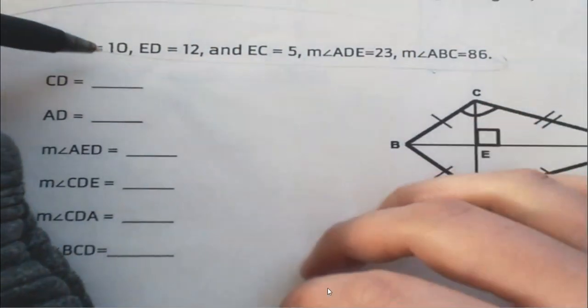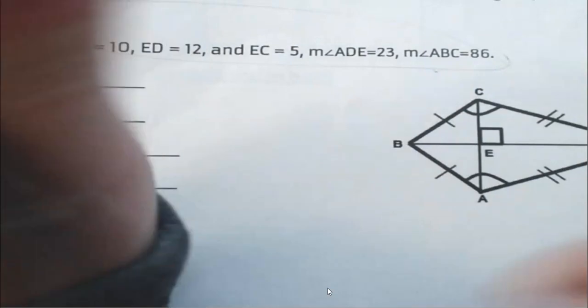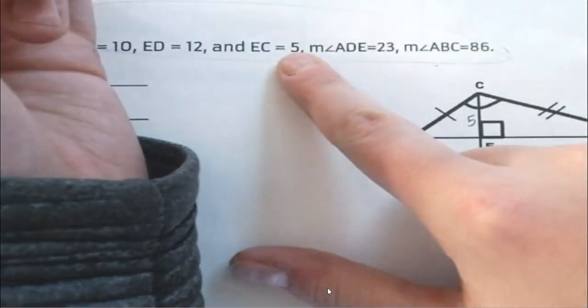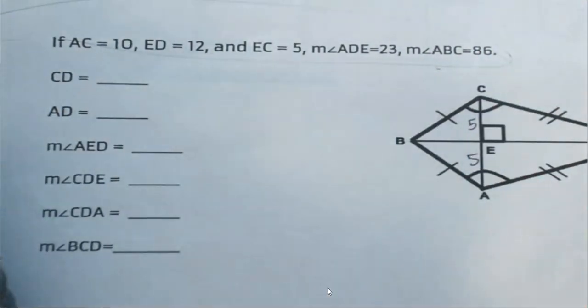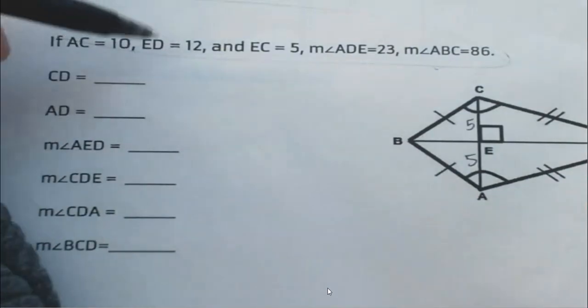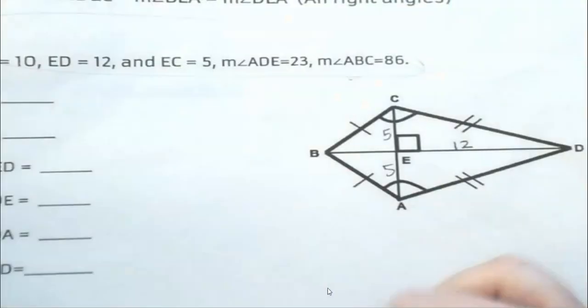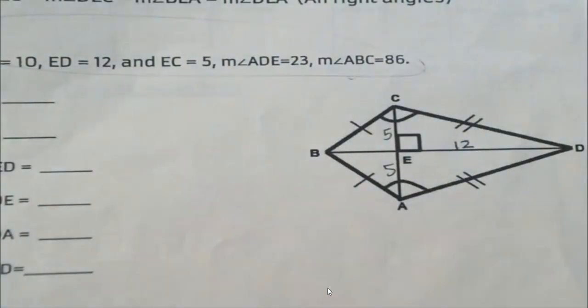AC is 10, so let's write that in, but I don't actually want to write it in. I'm going to write it in the halves because EC is 5. See that there? If EC is 5 and the whole thing is 10, that means both of these are 5 because this diagonal gets bisected or cut in half by the other diagonal. ED is 12.